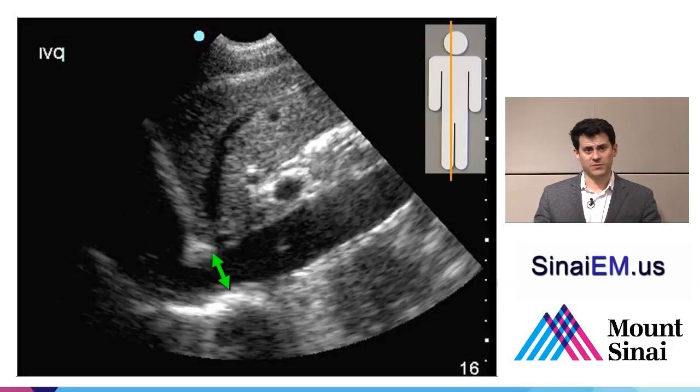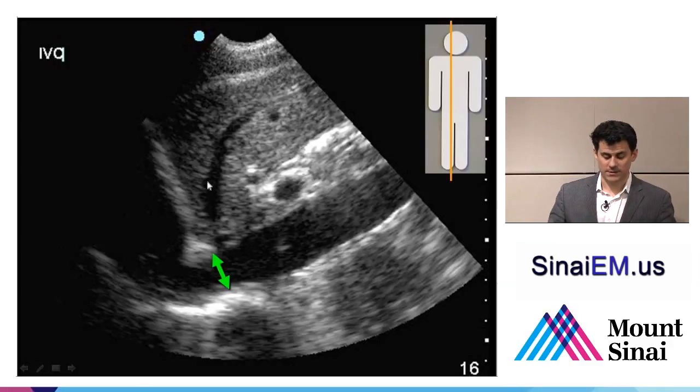So if you find that transverse view, bring the inferior vena cava to the middle of your screen and then rotate 90 degrees, we are now holding the probe marker facing the patient's head so that we can see the liver in the near field. There's a hepatic vein here. It's draining into the inferior vena cava, and up here we have the right atrium.